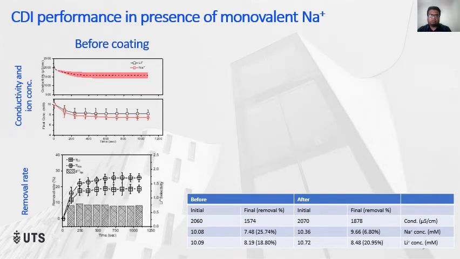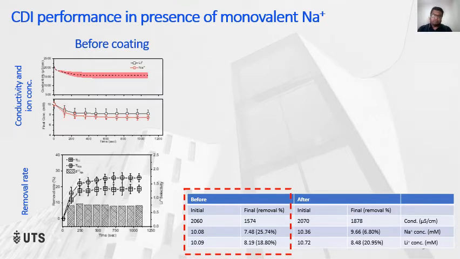Now, if we look into the performance results, here before coating means the performance of the commercial AC electrode. While we ran the CDI at 1 volt in a binary solution of monovalent sodium and lithium, we found sodium removal of around 26% and lithium removal of 18% after 12 to 15 minutes to get the electrode saturated.